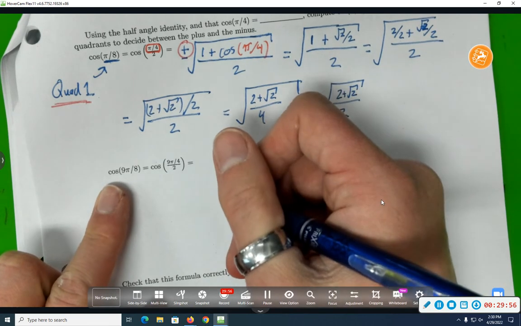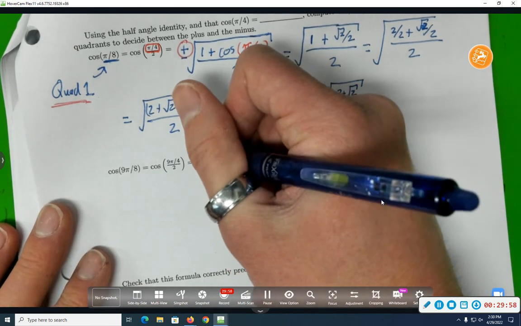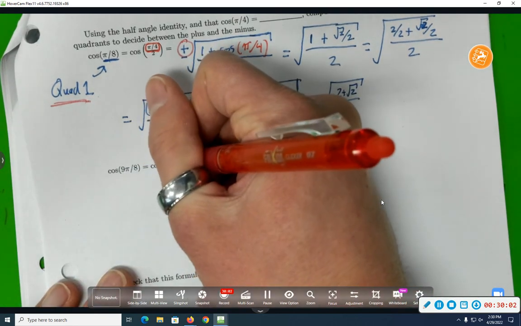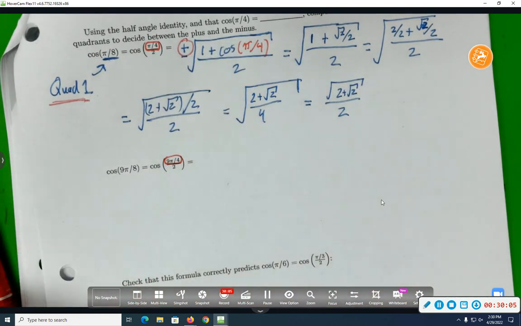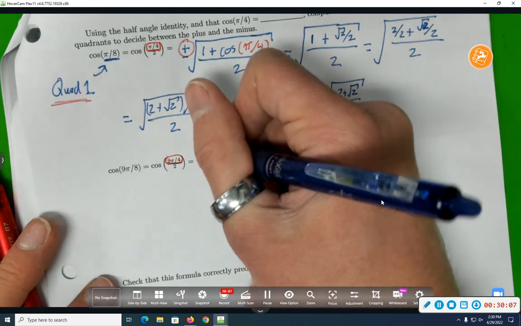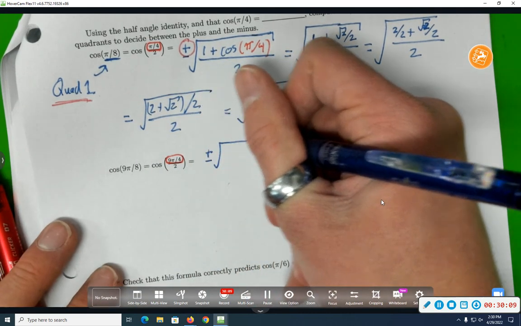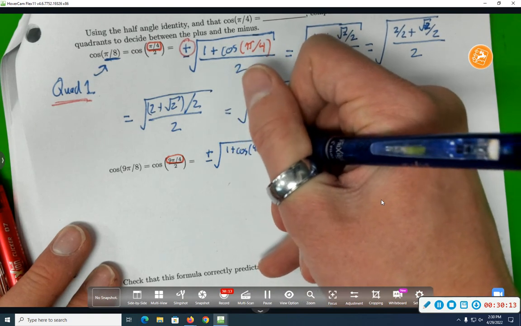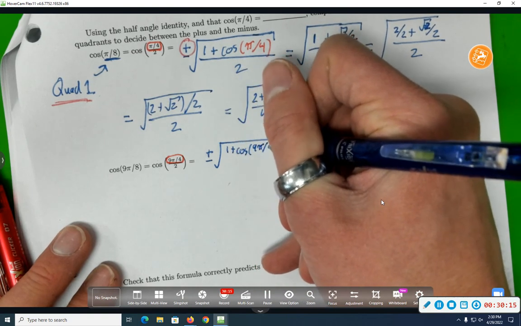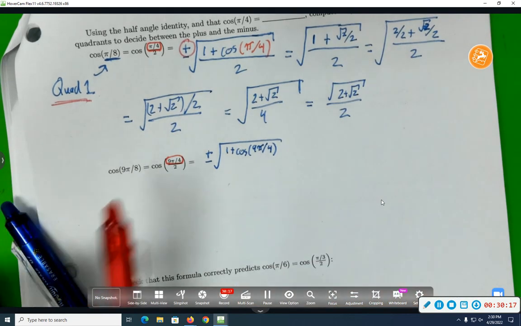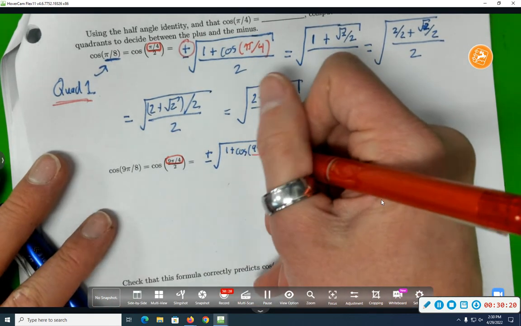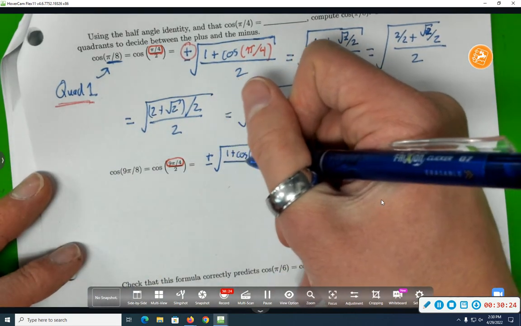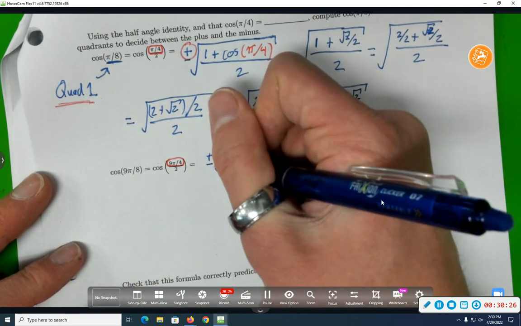Cosine of 9 pi over 8 will then be, for emphasis, I'm going to color that orange, plus or minus the square root of 1 plus cosine of 9 pi over 4. There's the thing that's in orange. All that divided by 2.